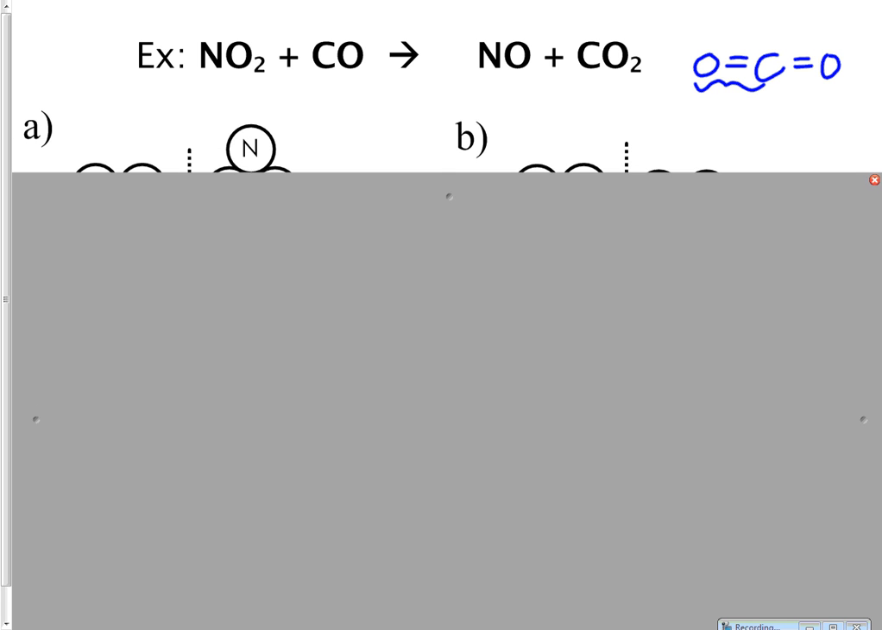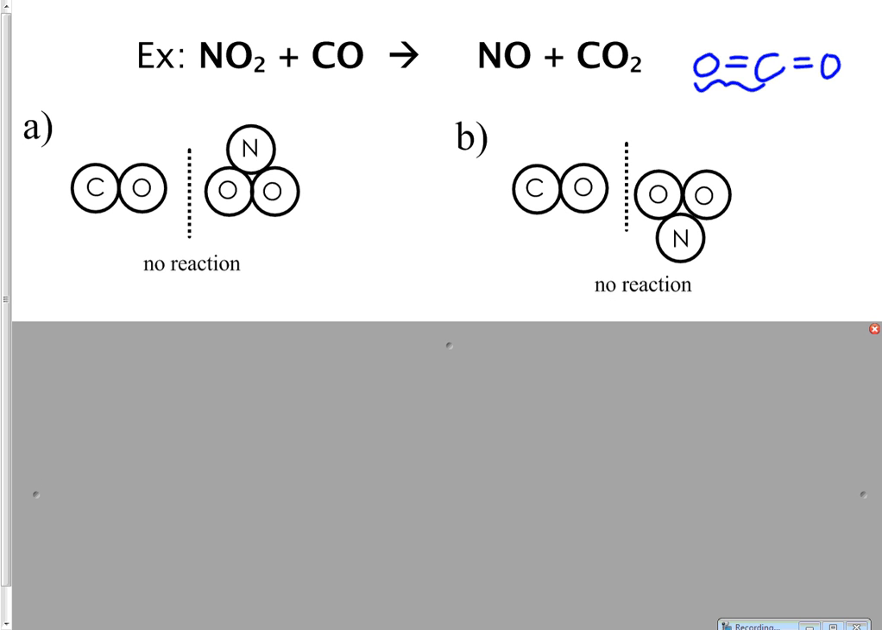So the arrangement we need is for an O to be next to a C in order for it to switch places, okay? So if you look at scenarios A and B, okay? In A here, we have the C and the O, and they are going to collide with the NO2 molecule. But if you look right here, the O's are what's going to bump into each other. That's not what we want as a product. So this results in no reaction.